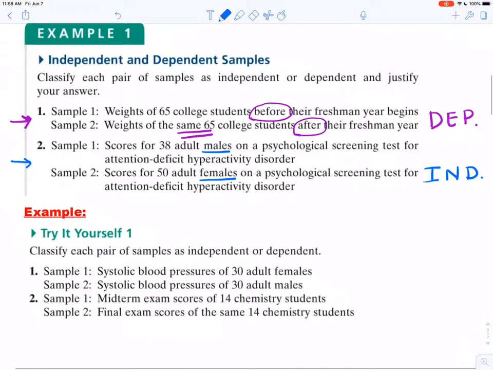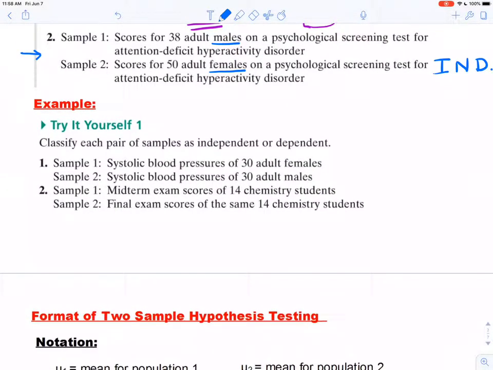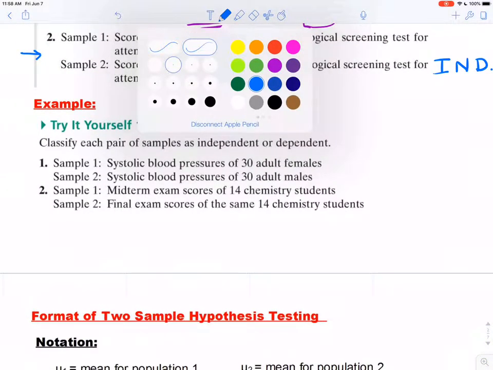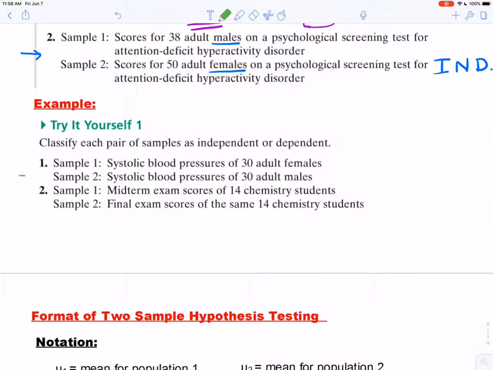All right, so real quick, just two additional examples here. We have blood pressures. We look at the blood pressures for 30 adult females, and then we turn around and look at the blood pressures for 30 adult males. Again, two separate groups. Nothing is paired up. That's an example of independent samples.